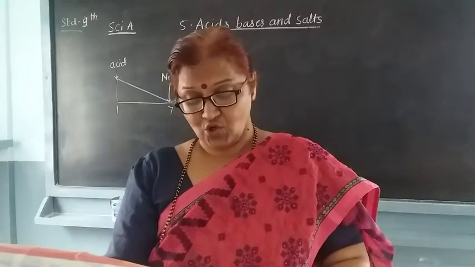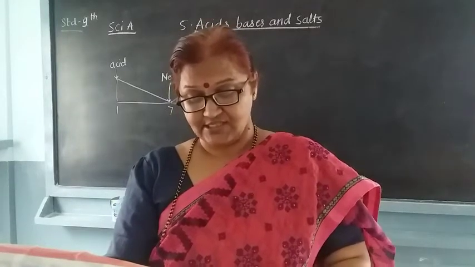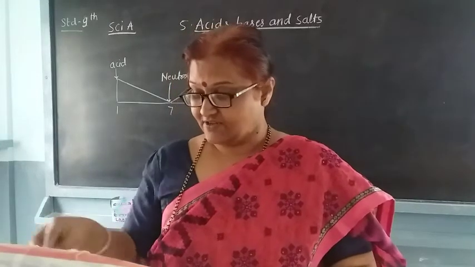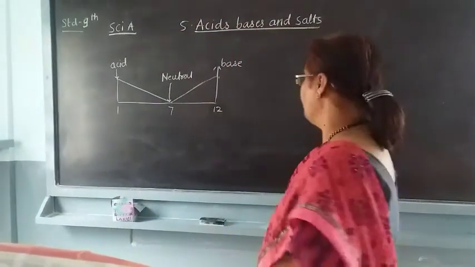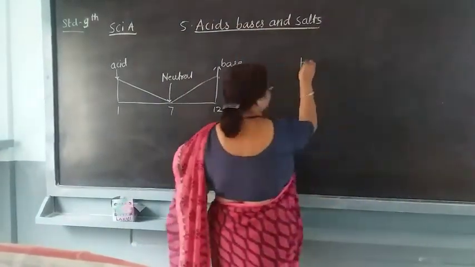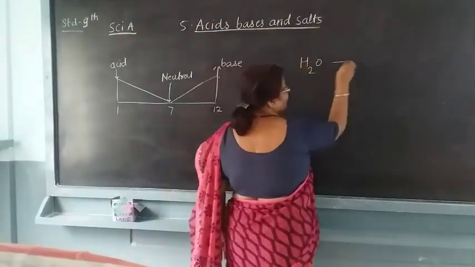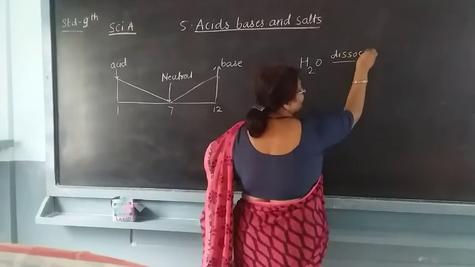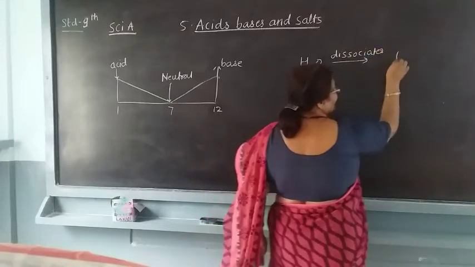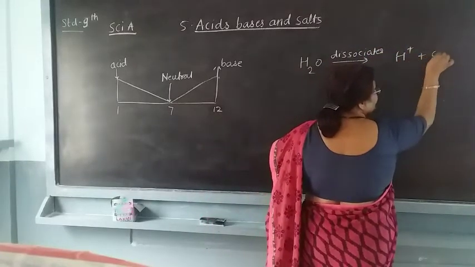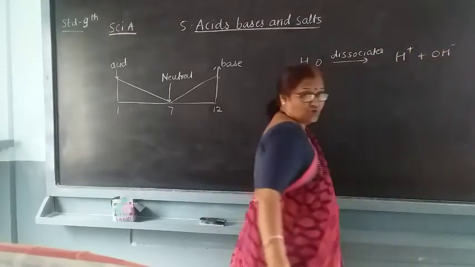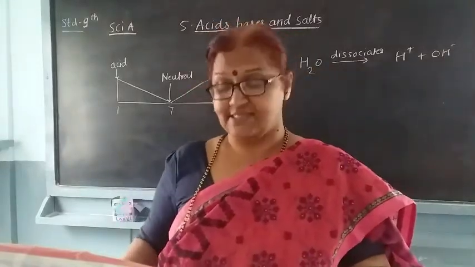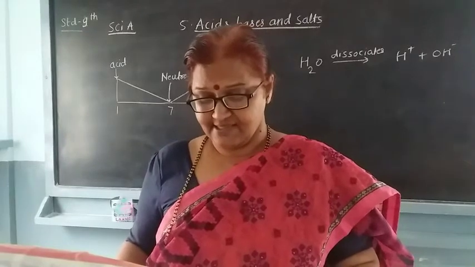Pure water also undergoes dissociation to a small extent and gives rise to H plus and OH minus ions in equal proportion. Pure water, which is given as H2O, whenever it dissociates, dissociates into two ions, that is H plus and OH minus ions. So it also has a certain proportion of H plus and OH minus ions.